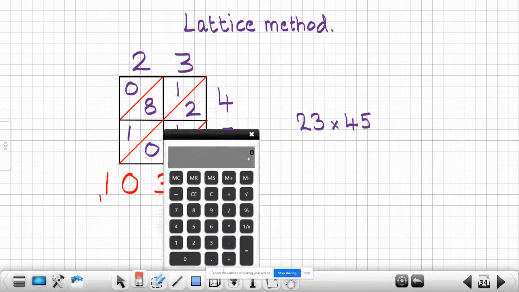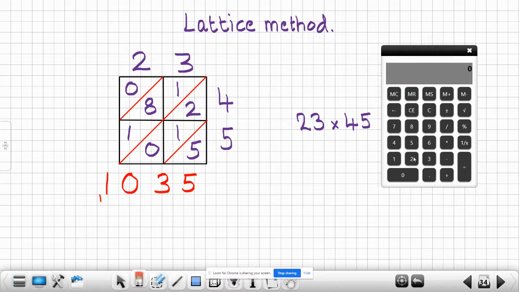Let's check it on the calculator. Always good to check on the calculator just so you can feel confident in your working. There we go. 23 times 45 is 1035. Put a nice tick next to that.